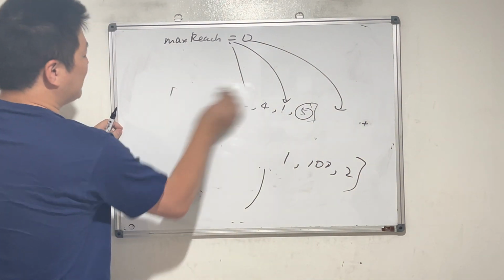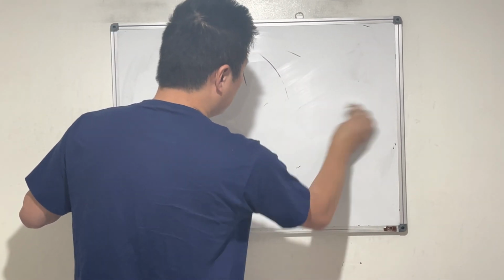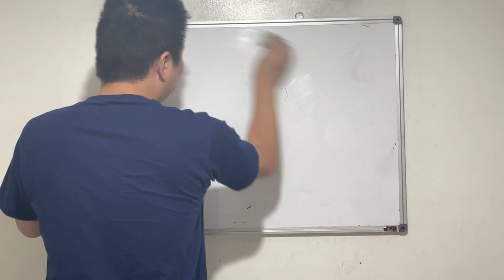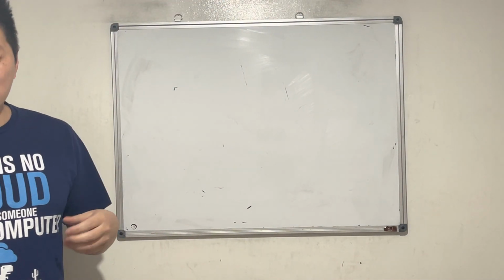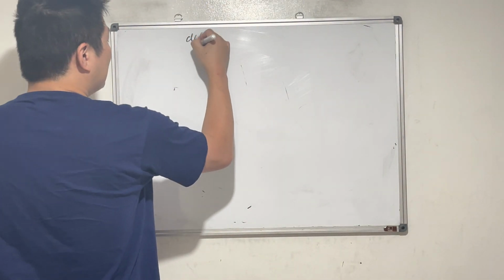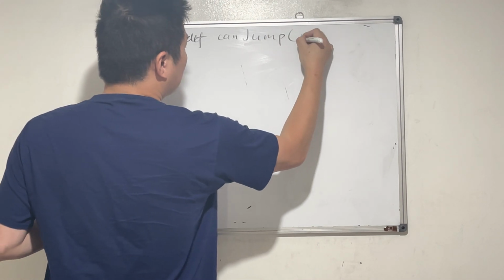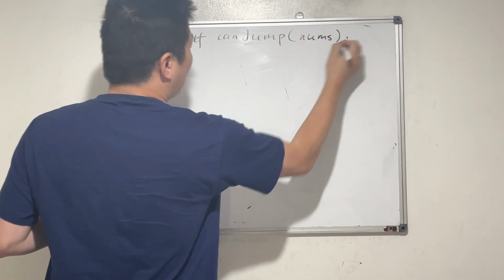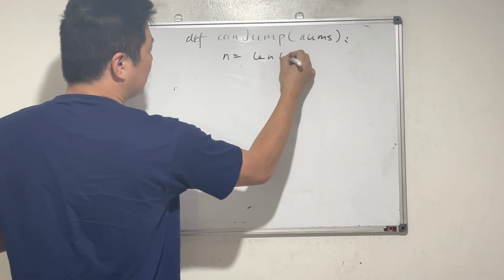Okay, then let's write this. This is called greedy. You know what greedy is? Because you want to get the biggest one, you want to give it to yourself. Greedy means you always update with the furthest reach. Define canJump. I got the biggest, and I'm going to keep it to myself. Okay, then let's say n equals the length of nums.